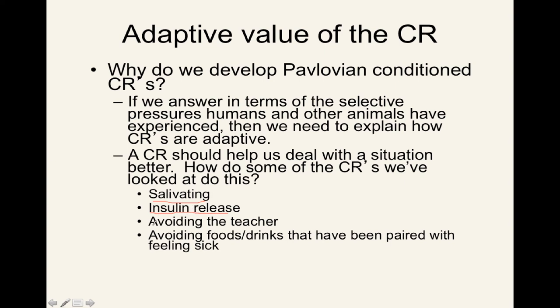We also had the example of avoiding the teacher if the teacher yelled at the student. In general, if someone is hostile or aggressive towards us, it makes sense to avoid them. That will also enhance our safety. And then finally, avoiding foods and drinks that have been paired with feeling sick makes sense because, well, they might be poisonous.